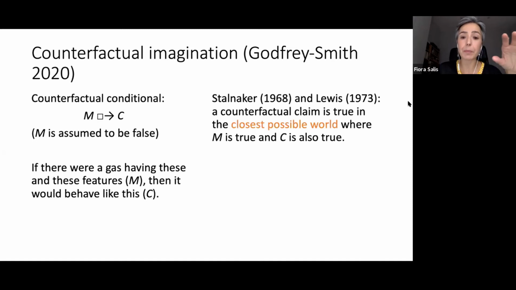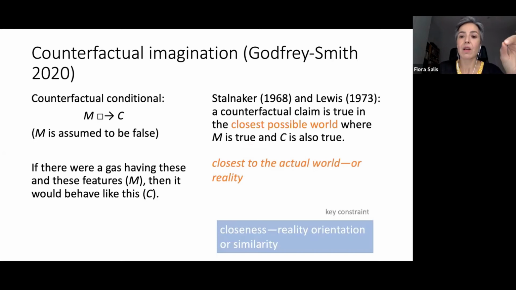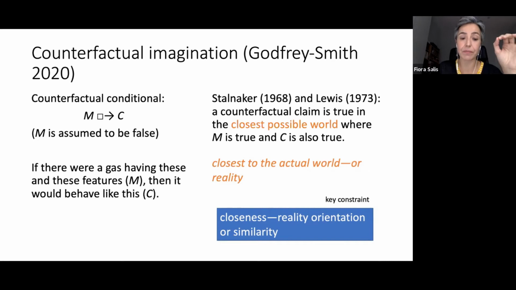Now, this notion of closest possible world plays a fundamental role for the development of this view, and what we mean by closest possible world is closest to the actual world, or closest to reality. So the key constraint that emerges from this analysis, the key constraint on imagination that emerges from this analysis is closeness, or reality orientation, or similarity, the similarity between worlds.